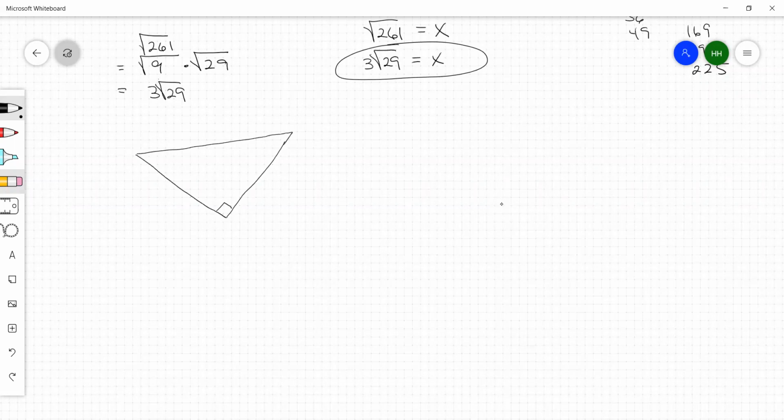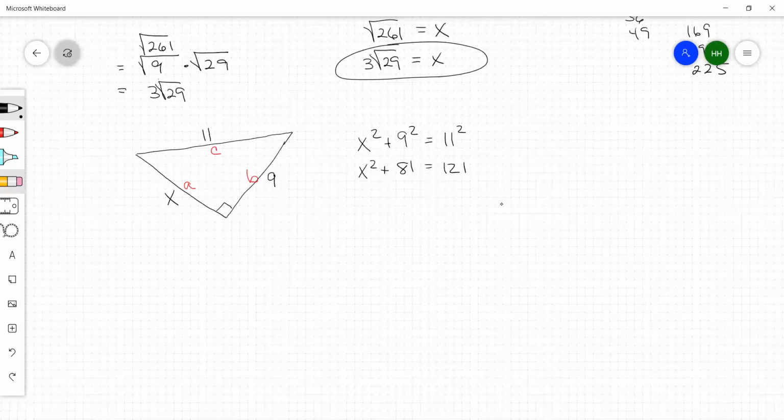Here's another triangle. We got an 11, we got an x, we got a 9. Label the sides. Here's side A, side B, and side C. So now we've got x squared plus 9 squared equals 11 squared. So let's square everything. So x squared plus 81 equals 121.